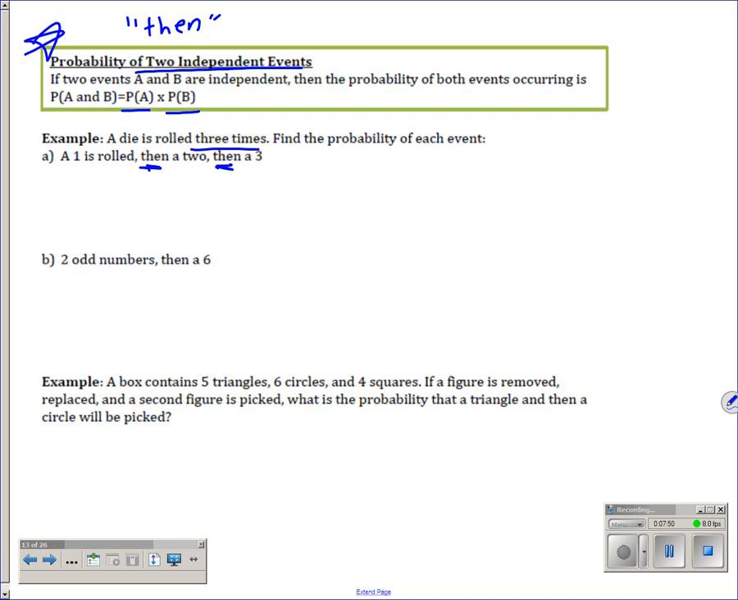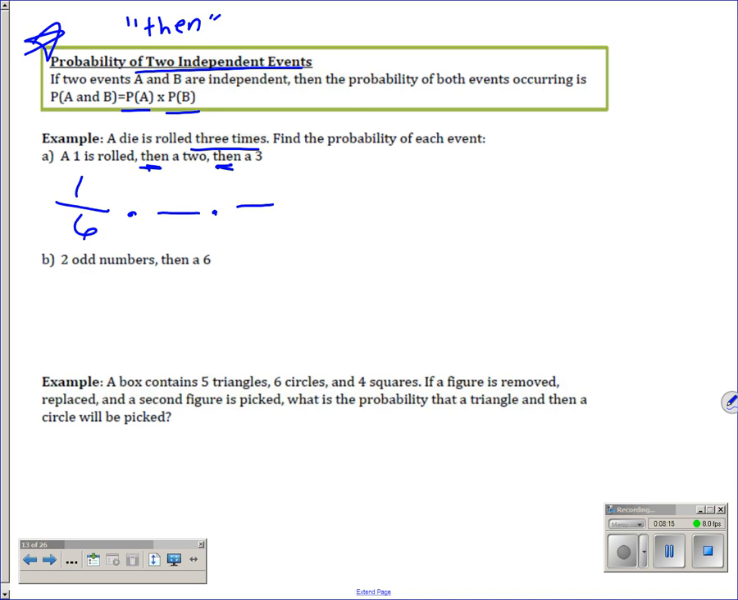And they are independent of each other because what I roll the first time does not affect what I roll the second time, right? That's what makes them independent. One does not affect the other. So I've got 3 separate probabilities, and they're all independent. You just multiply them. So think about it. Well, the probability of getting a 1 is 1 out of 6.